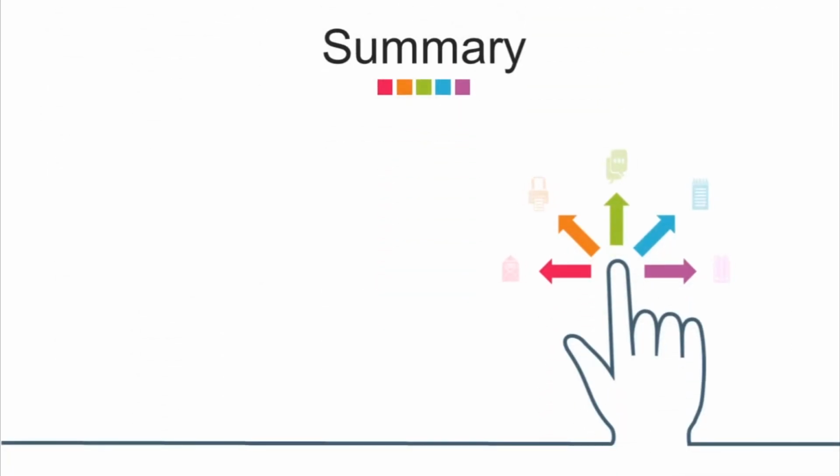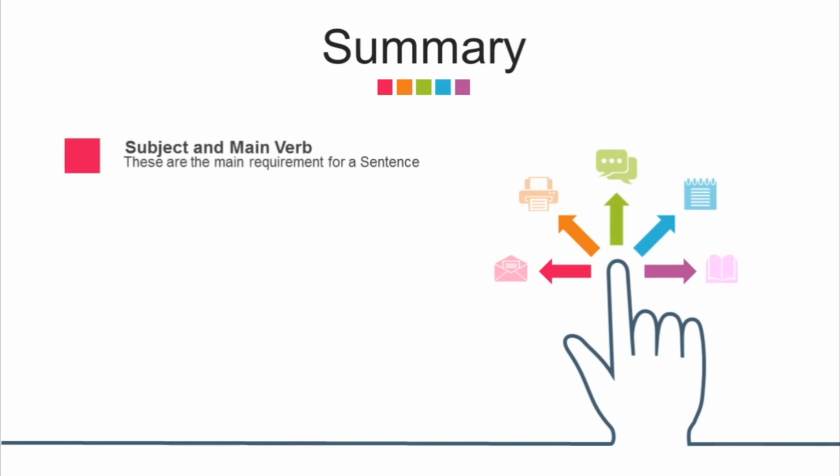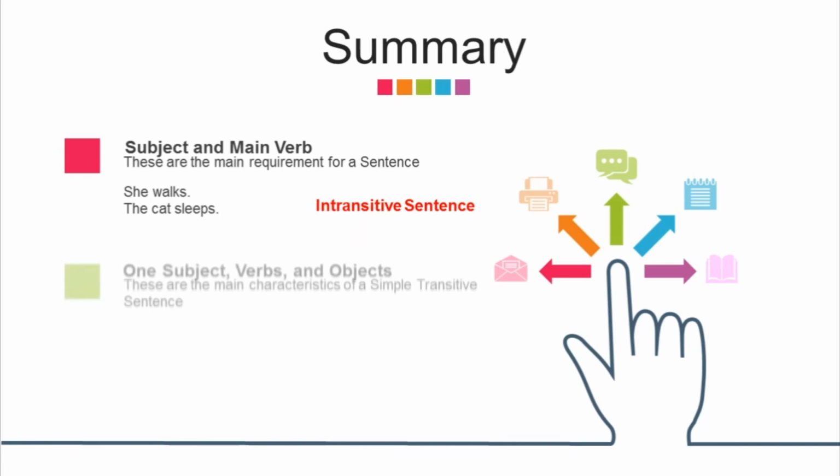Now, let us summarize what we have learned so far. The first thing is that the subject and main verb are the main requirements for a sentence. For example, she walks. She is the subject, walks is the main verb. The cat sleeps. The cat is the subject, sleeps is the main verb. These are what we call intransitive sentences because they do not have an object.